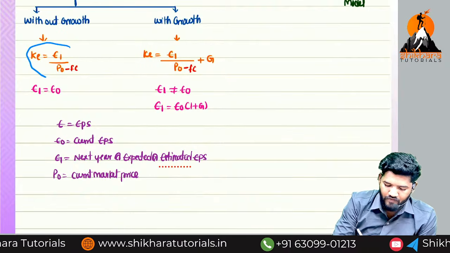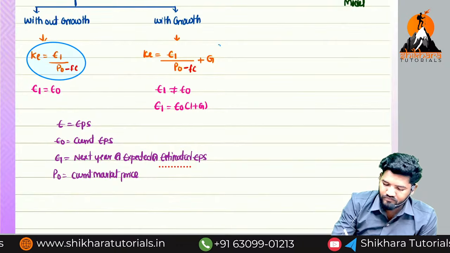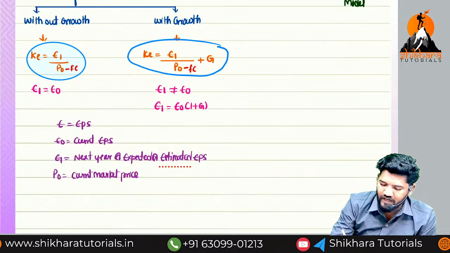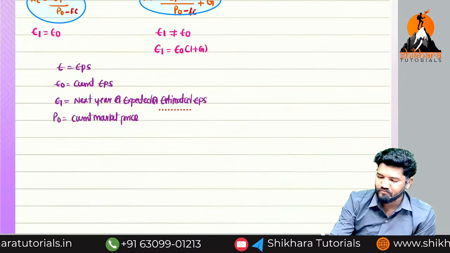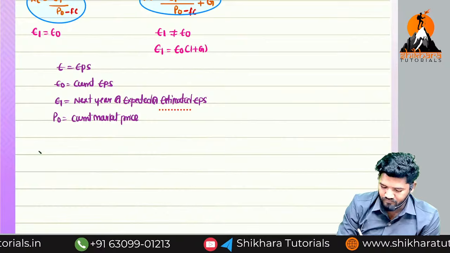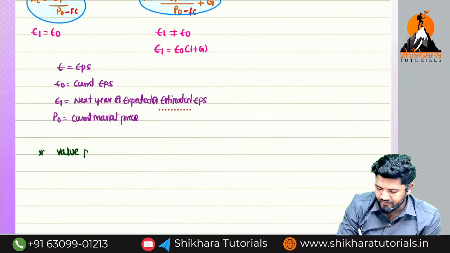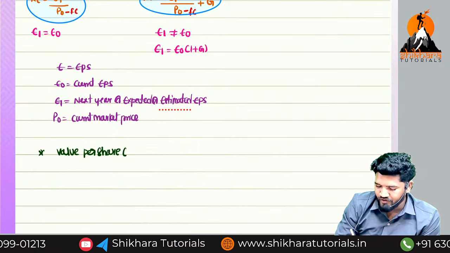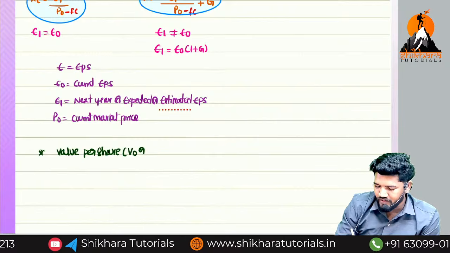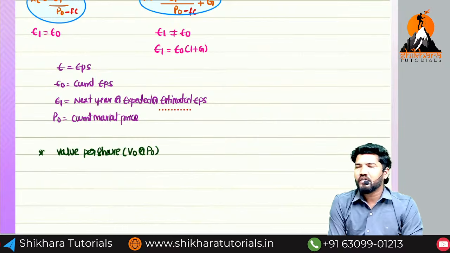Here also valuation is there. Now that valuation name is value per share. It is denoted with V0 or P0, not a problem. V0 or P0.